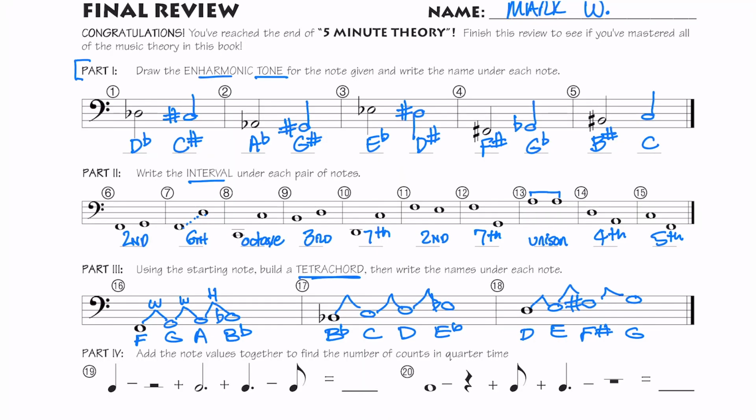So how did you do on your tetrachords? If you totally blew your tetrachords and you don't know how to make that work with the whole steps and half steps, go back to the lesson and learn that, because if you can't do tetrachords, then you can't spell major scales. All right, part number 4, I'm just adding these note values together.